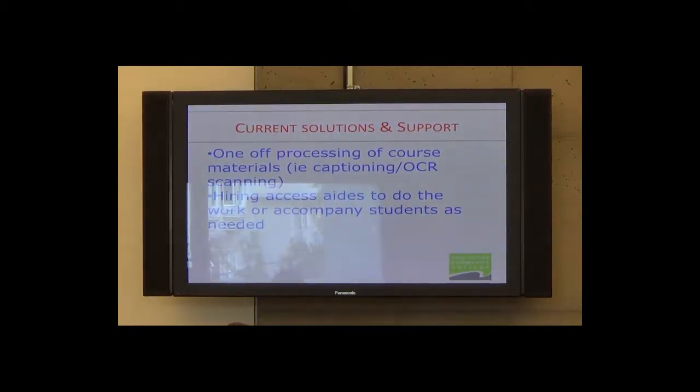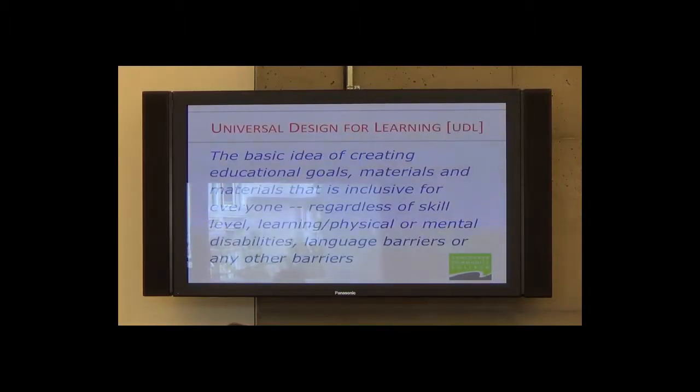Okay. So going forward, some of the solutions is universal design for learning. We call this UDL. And so it's the basic idea of creating all educational goals and materials that are inclusive for everyone. It doesn't matter what kind of disability or ability that you have, everyone should be on equal ground.